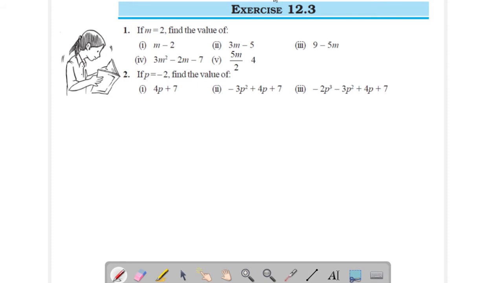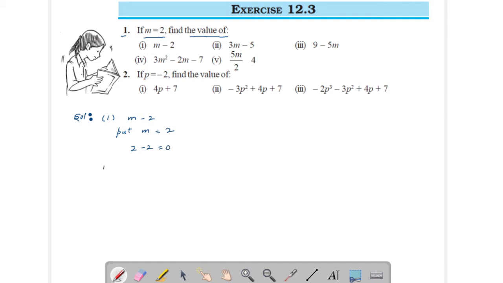Now come to exercise 12.3. Question number 1. If m equal to 2, find the value of, say the solution. Say first part, m minus 2. Here put m is equal to 2. What we get? Replace m by 2. We will get 2 minus 2 equal to 0. This is your answer.